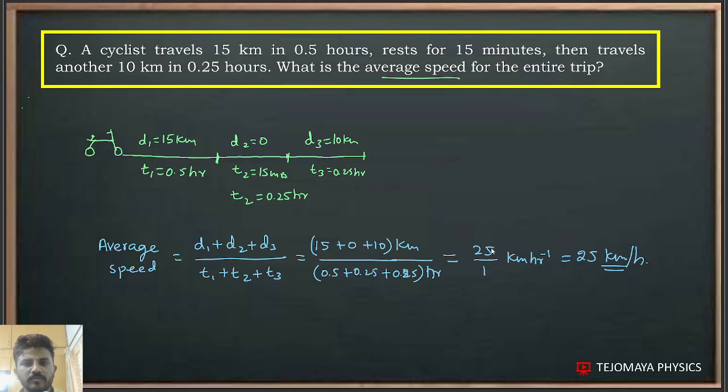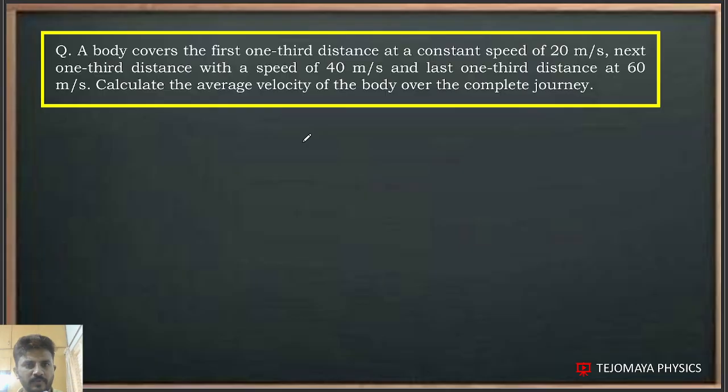So this is the value in kilometer per hour. If you want to convert this into meter per second, you can just multiply this by 5 by 18. So you will get the answer in meter per second. Otherwise, in kilometer per hour, this is the answer. Next.